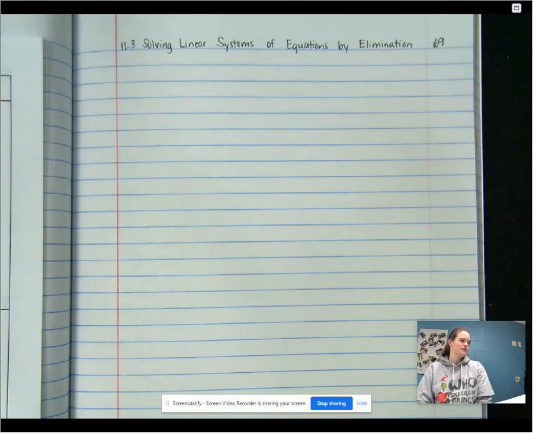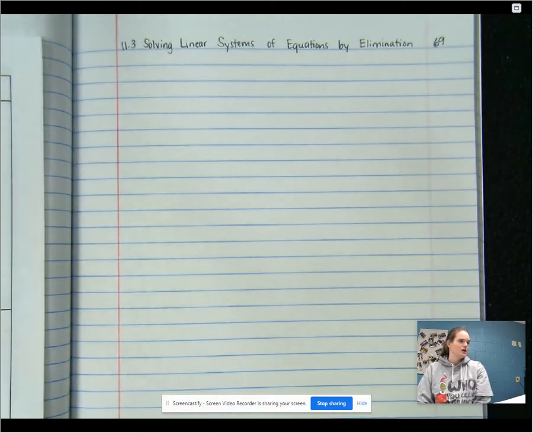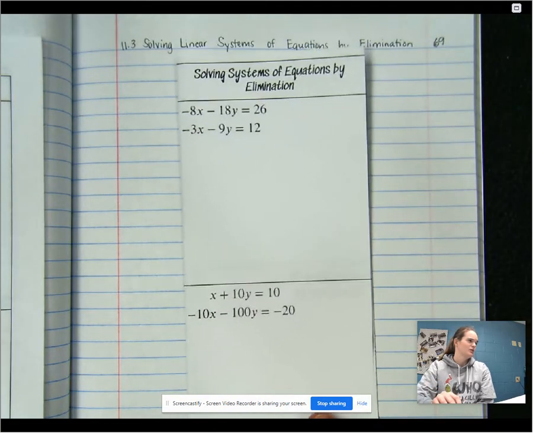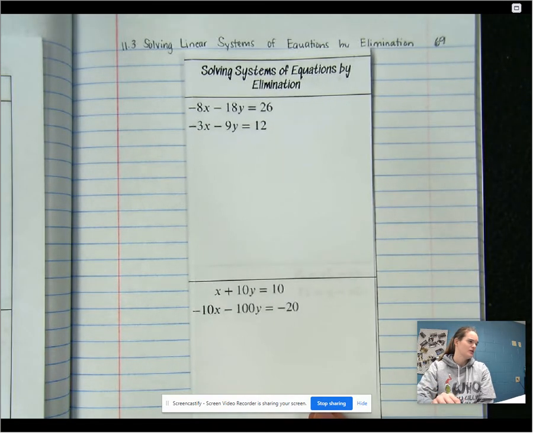Okay, today we are going to finish up solving linear systems of equations by elimination. Actually, we're going to do it more than just today because we're going to do word problems later, but we're going to finish up this section. Go ahead and label page 69, and there's a foldable at the end of this video. We're going to glue this in right here, but we're going to write on it first.